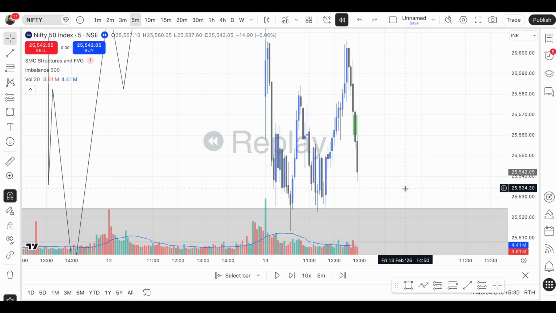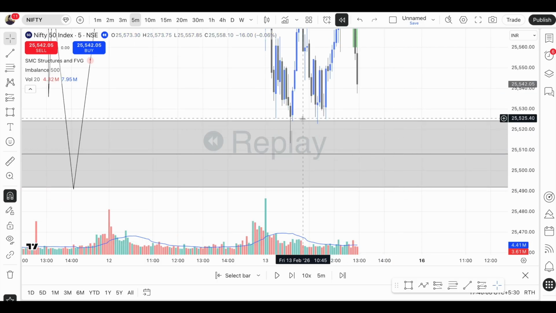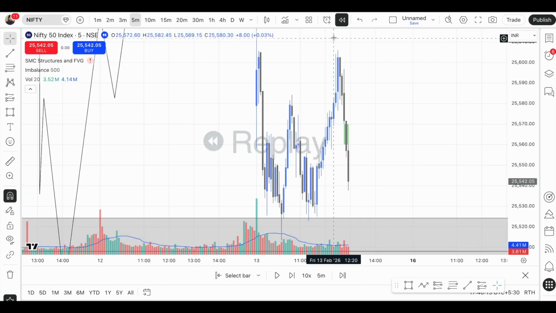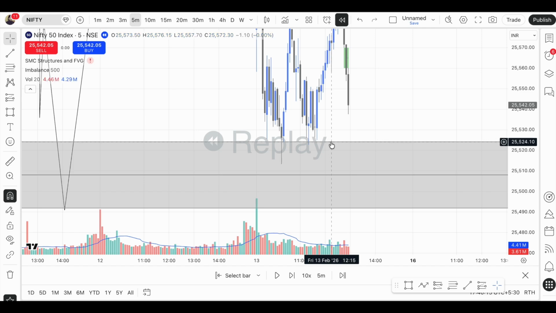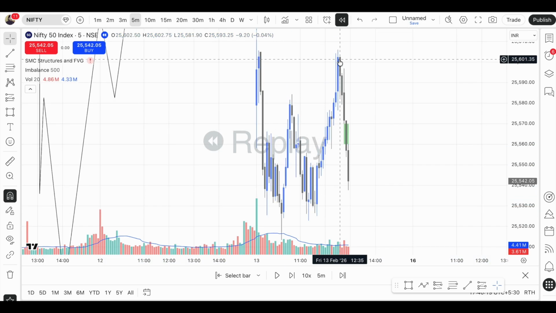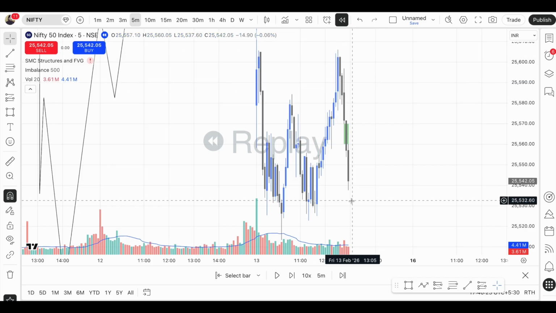This says that this demand is invalid because it has been tapped multiple times. Buyers stepped in multiple times. They were not able to push the market to a higher range. So this demand is completely invalid. Buyers tried, buyers did not succeed. Sellers have entered the market. Now what should be our trade plan?